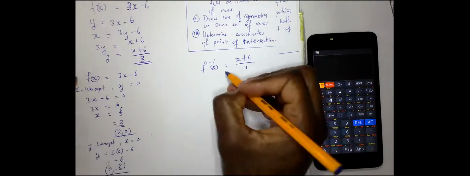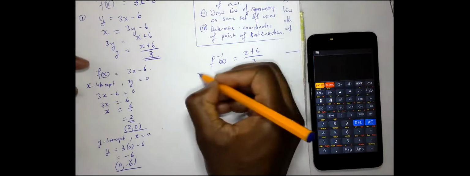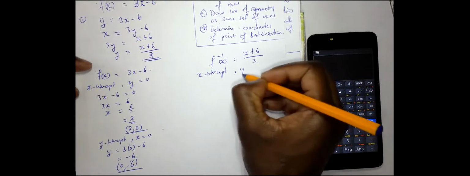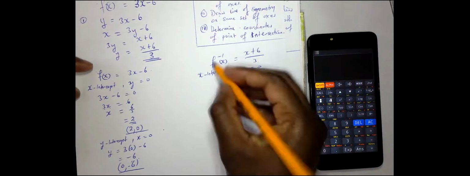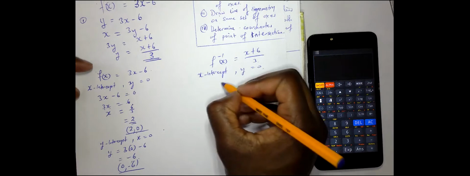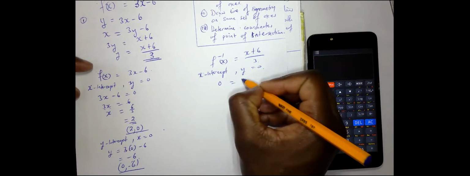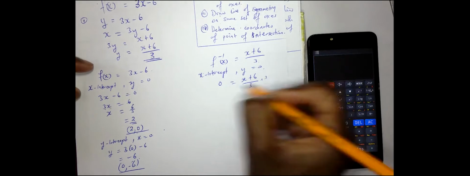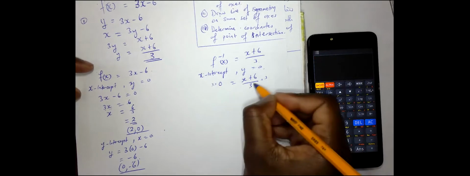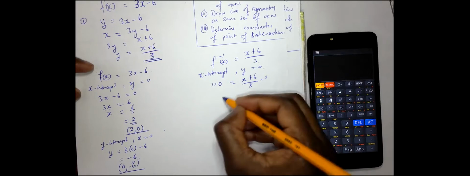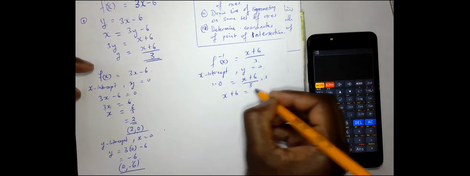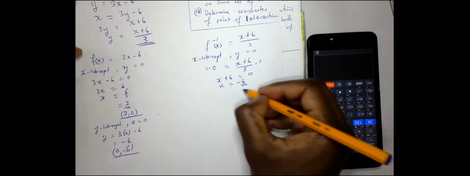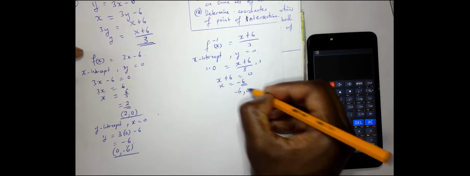Now on this one here, we need to do the same. The x-intercept is going to be when y is equal to 0. So when y equals 0, we have 0 is equal to x plus 6 over 3. We multiply by 3 throughout to cancel the 3 there, so you're left with x plus 6 equal to 0. x is going to give us negative 6. So the coordinate there is (-6, 0).